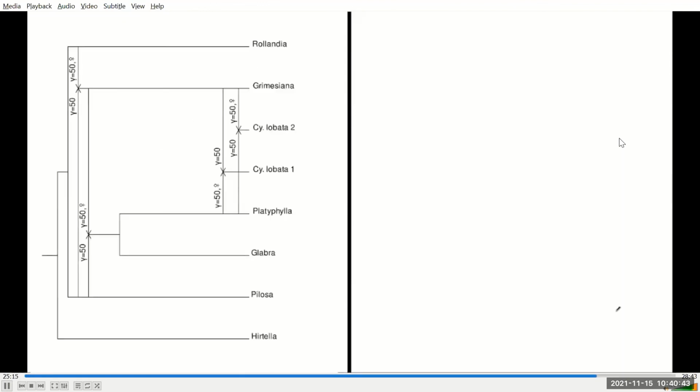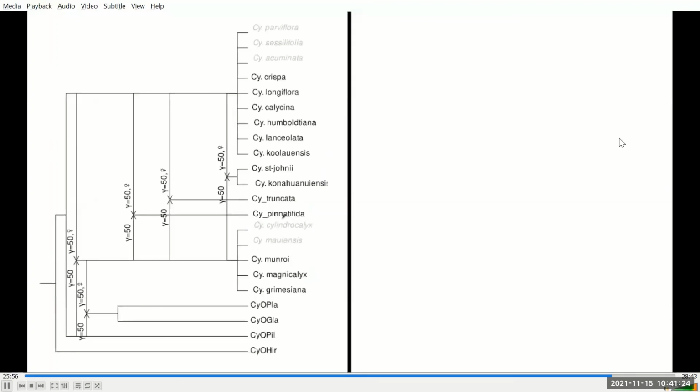And finally, the orange-fruited Cyanea. I've broken this down into a series of slides because of the number of taxa within this group. We found 6 large clades, which I've just labeled Rolandia, Grimesiana, Platyphila, Glabra, Pilosa, and Hertella. We do see that Glabra and Platyphila are sister to each other. And we had 2 accessions of Hawaiian lobata. Both of them appear to be hybrids between the Grimesiana clade and the Platyphila clade. Whether that's true for all lobata requires further study.